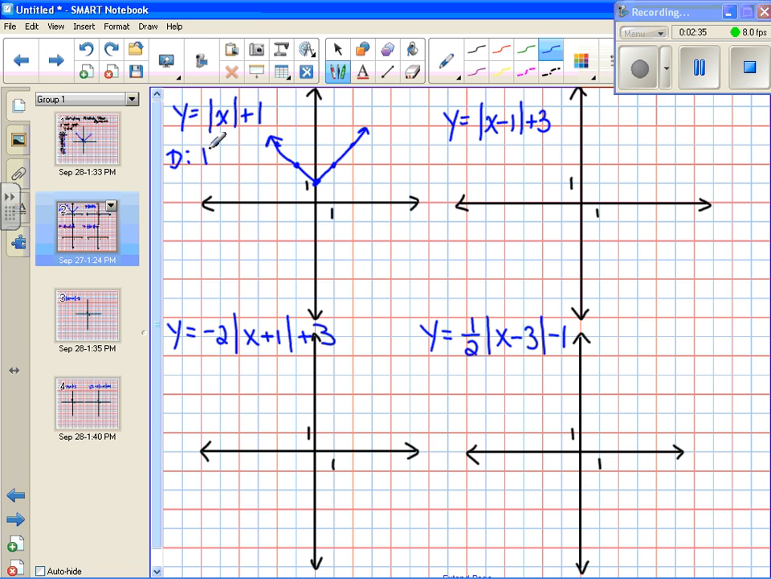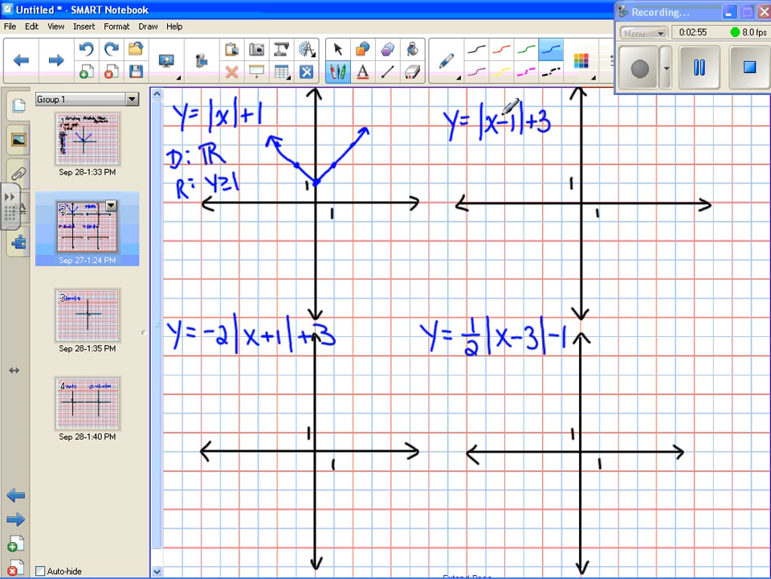Now let's go ahead and list the domain and range. The domain here is all real numbers. The range, notice that the lowest we can go is 1, so we say y is greater than or equal to 1. On the next one, remember what the -1 does. If it's inside the absolute value, it's going to shift it. This is going to go 1 to the right.